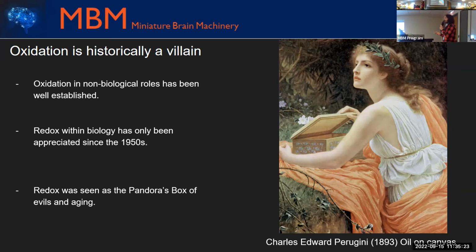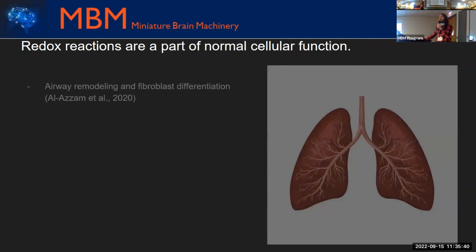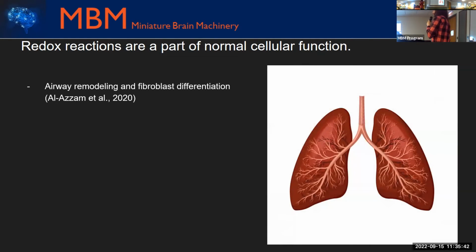And that is to a degree very true. So we have oxidative damage of DNA leading to cancer, and there are all kinds of different disease processes that have been shown to have increased oxidation within the cells as well. However, redox in general within biology is more complicated than that, and can actually be part of normal cellular function. So one example of that is airway remodeling and fibroblast differentiation, making sure we have the proper structure of the lungs.